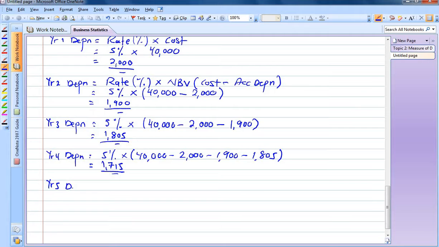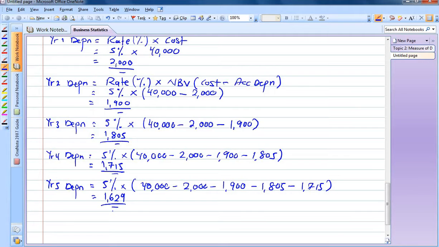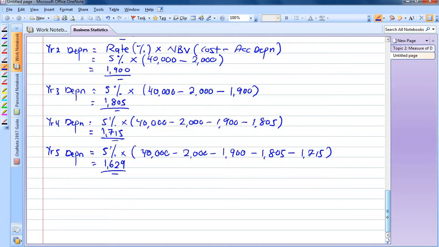Then you have year 5 depreciation, 5% again times 40,000 minus 2,000 minus 1,900 minus 1,805 minus 1,715. So you will get 1,629. Check.